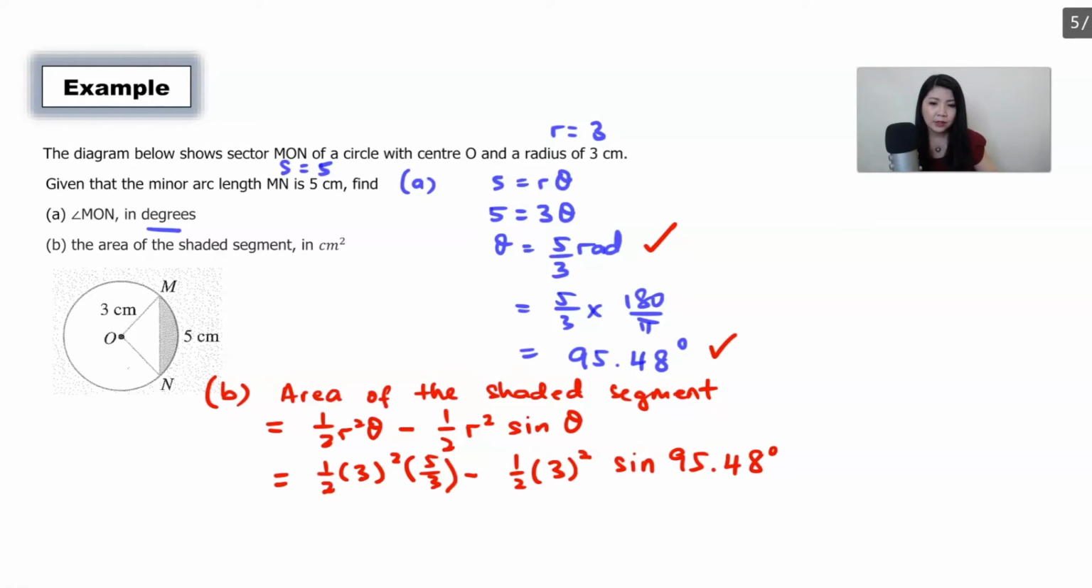So let's calculate this. Take our calculator. Half times 3 squared is 9, and times 5 over 3, so we get 7.5. That will be the area of the sector. Then minus the area of the triangle, half times 9, then times sine 95.48, and we get 4.4794. Then we minus: 7.5 minus 4.4794 is 3.021, and the unit for area is cm squared. So that's the answer for B.